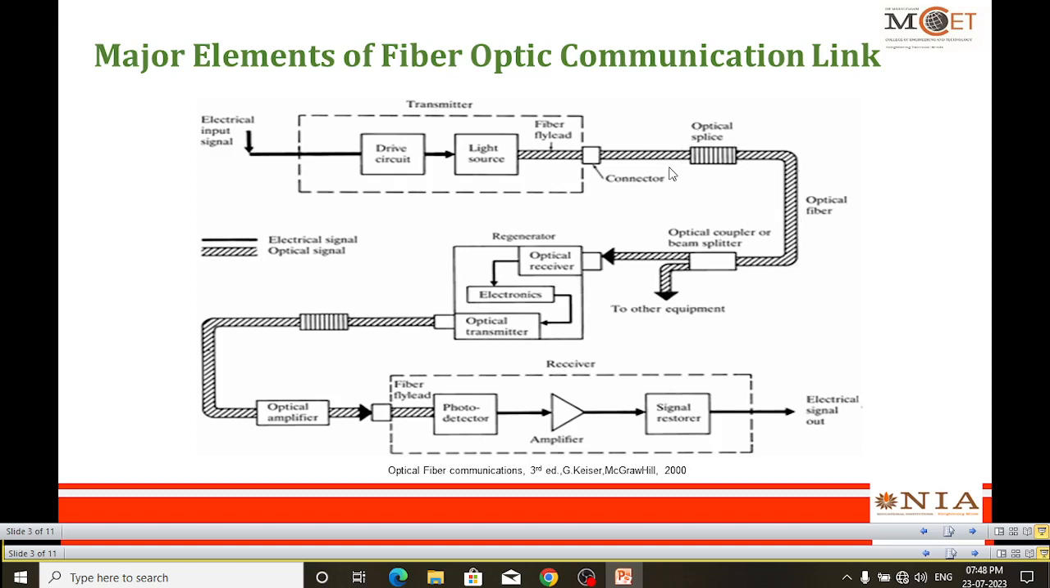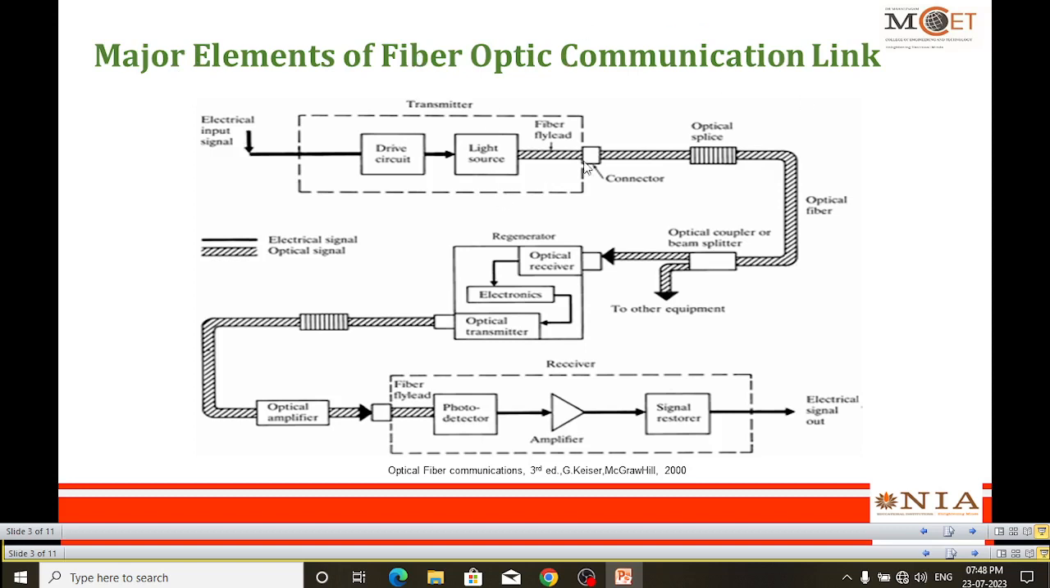We will also discuss the functions and advantages of fiber optic cable compared with other communication. Today several communications are normally used, such as mobile communication, satellite communication, or fiber optic communication. Various communications are needed in today's world. Right, so these are the major elements of the fiber optic communication link.